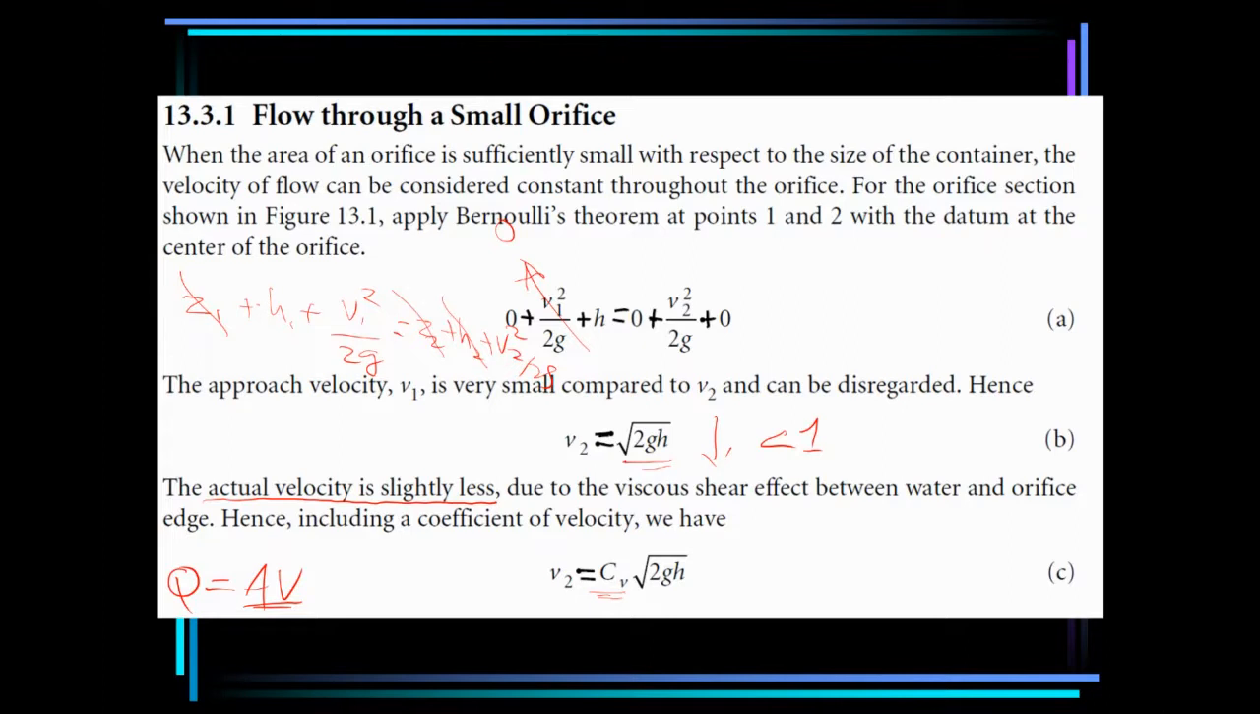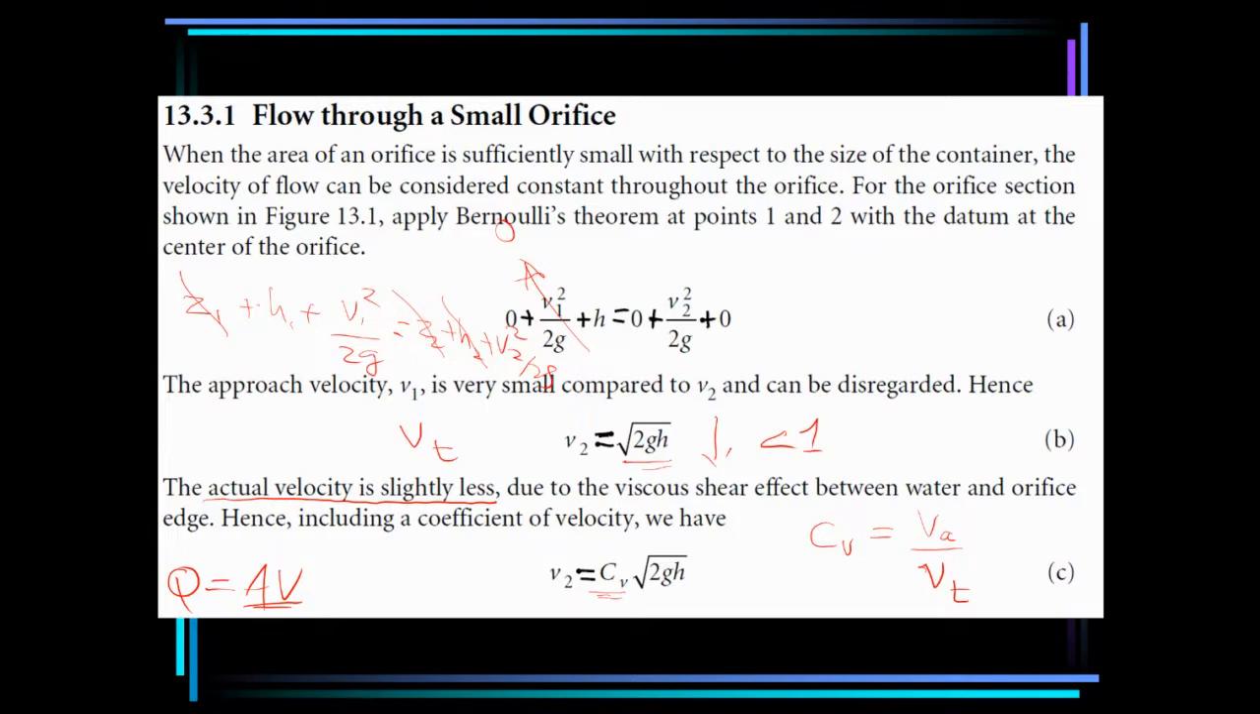And the coefficient of velocity, Cv, is simply the actual velocity over the theoretical velocity. This velocity V2 we obtained by this simplification, we call it the theoretical velocity. It's theoretical because it cannot be obtained in practice. In practice, the value of the actual velocity is less than this value. So that's why we call it theoretical velocity.